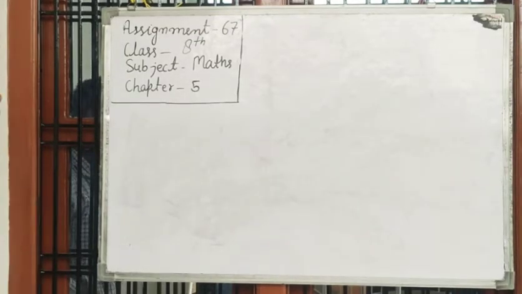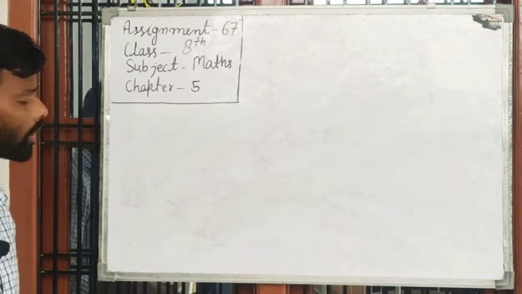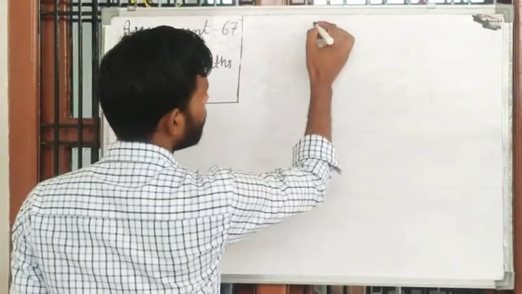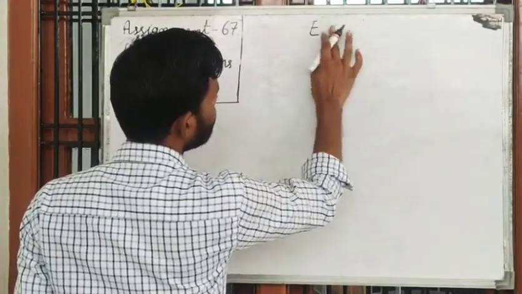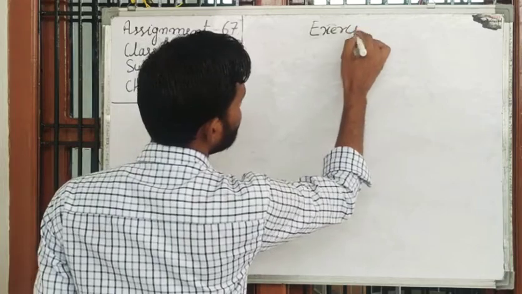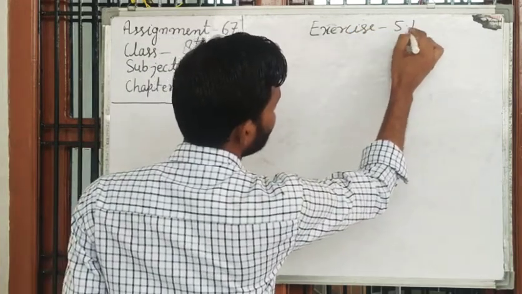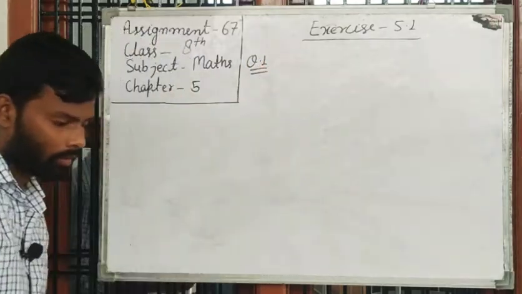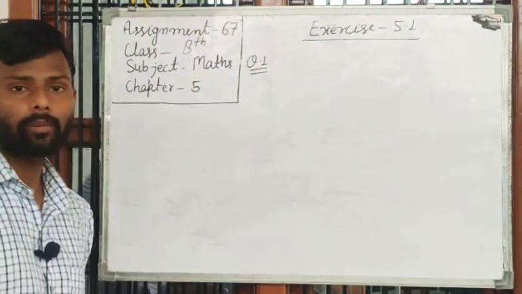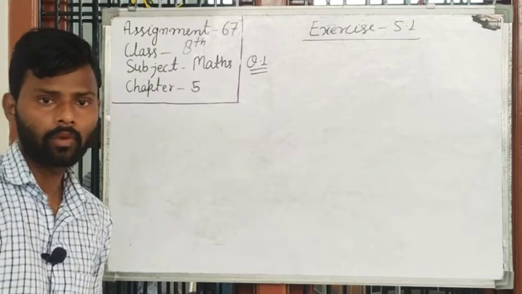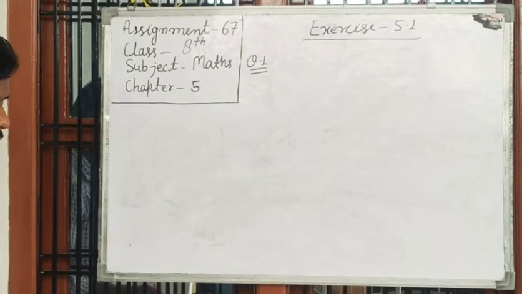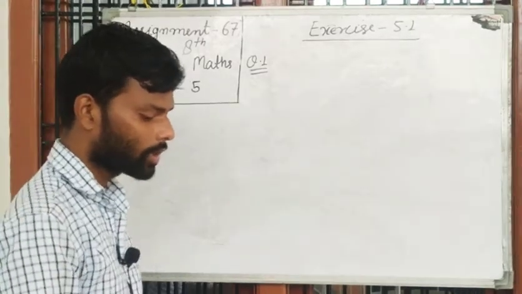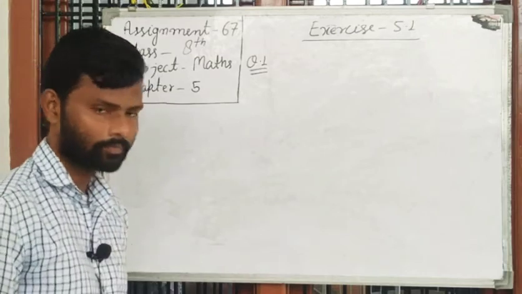Today we are going to solve class 8 Maths chapter number 5 exercise 5.1. Question number first. Open your textbook page number 76 and come to question number first. What does question number first say? For which of these would you use a histogram to draw the data?